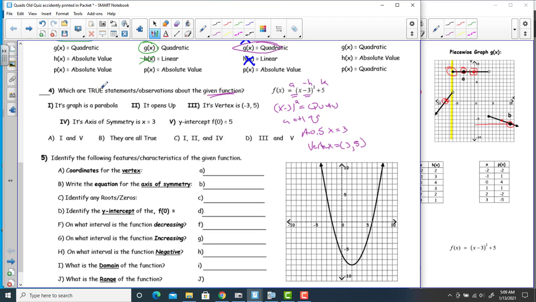When you go through and determine which of the observations are true, the first one suggests that the graph is a parabola, and that is 100% true. We know that quadratics make parabolic behaviors. That's the name we give for the shape of that U. It most certainly opens up or is concave up. That is true as well.